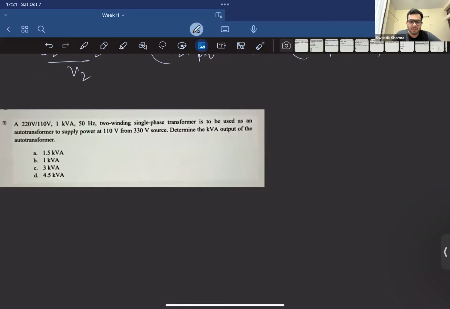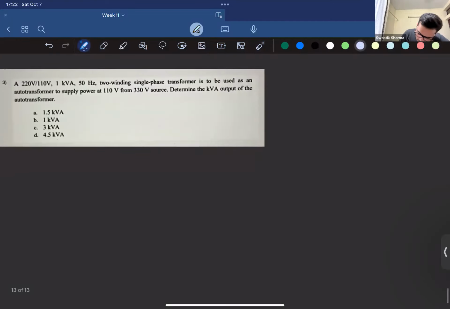So in this question, what we are given is we have a 220 volt, 110 volt, two winding single phase transformer, which is to be converted to an auto transformer, which is to supply power at 110 volts from a 330 volt source. Determine the kVA output of the transformer.